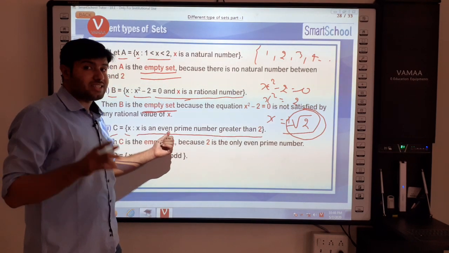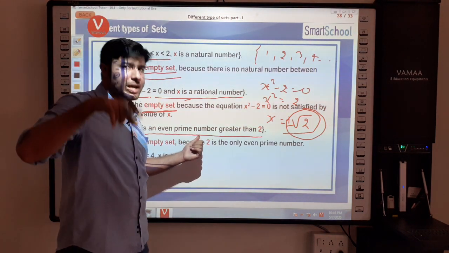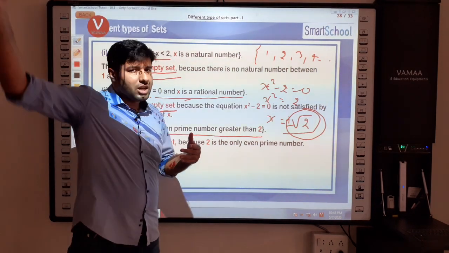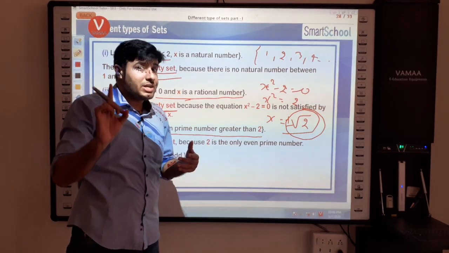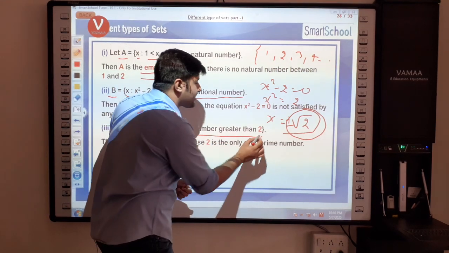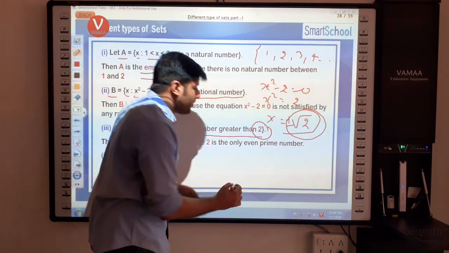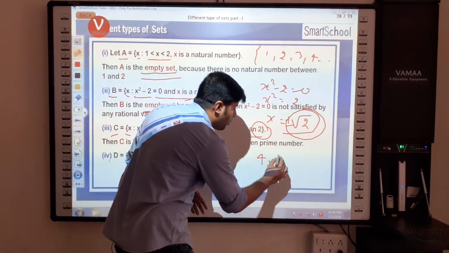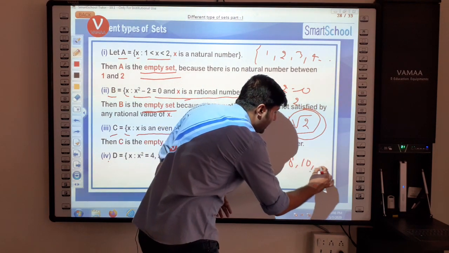The first condition is that the number should be even, and the second is that the number should also be prime. In even numbers, as you know, we take 2, 4, 6 up to infinity, but only one number is even as well as prime, that is 2. And the last part says that it should be greater than 2 also. So greater than 2, an even number will not be prime, like 4, 6, 8. They are all composite numbers, not prime numbers.